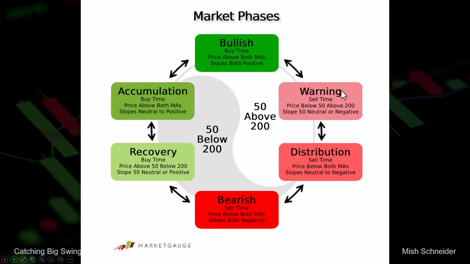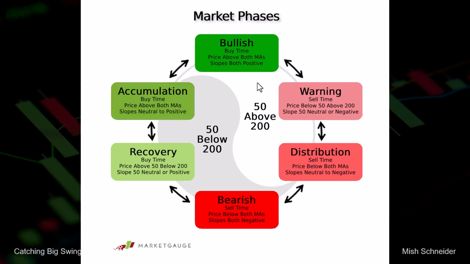So we have a bullish phase, a warning phase, a distribution phase, a bearish phase, recuperation, and accumulation. And we use not only the same 2 moving averages, but it's the position of where the moving averages are in relation to one another that is key. That's what determines the phase.